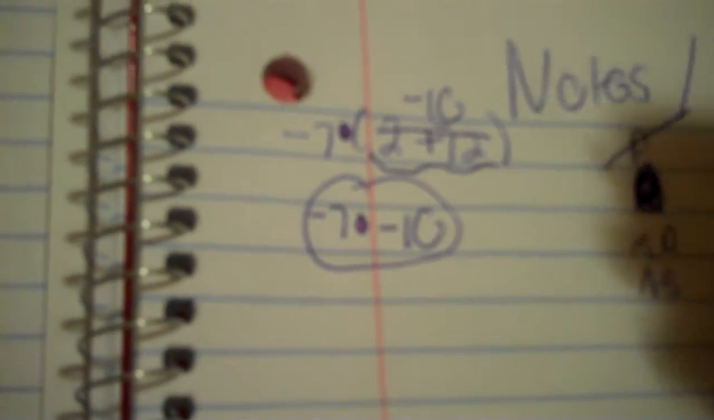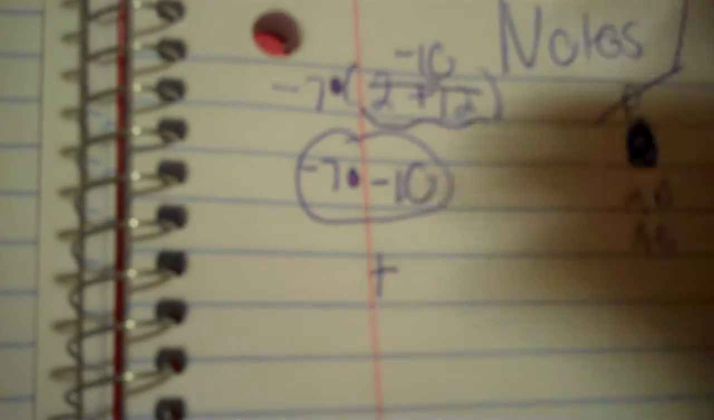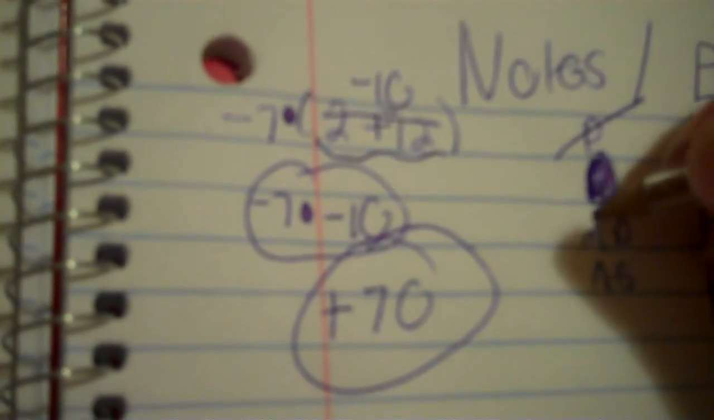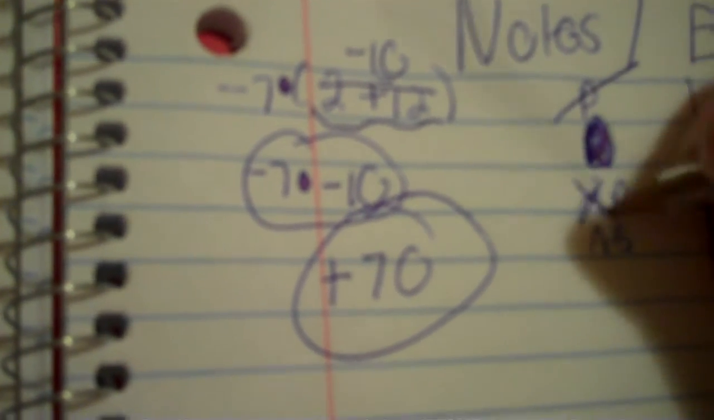So I have -7 times -10, and the parentheses is now gone. Okay, multiplication, yes I do, right there. -7 times -10. A negative times a negative is a positive, and then 7 times 10 is 70. Okay? And that's the answer, okay? You don't have to worry about any of this other crap because we have the one number at the end.